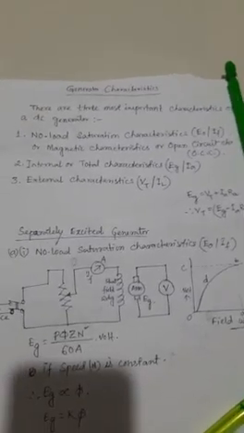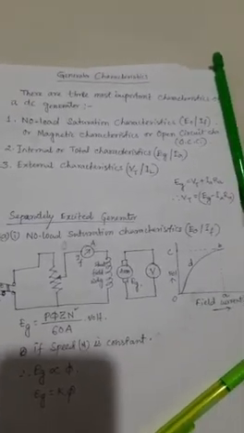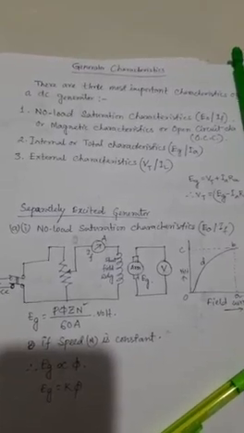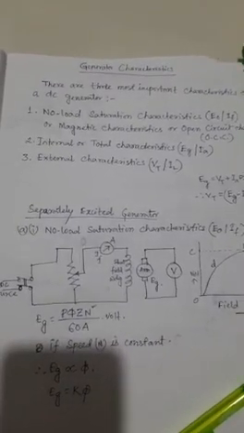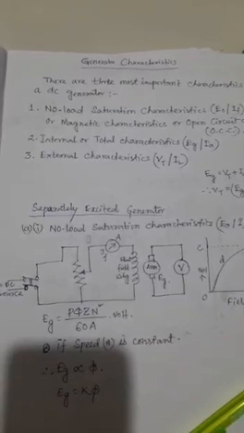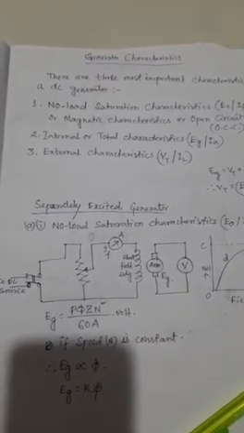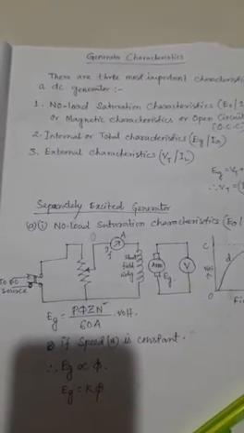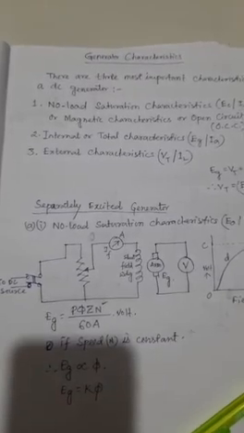It is just the magnetization curve for the materials of the electromagnets. The next one is the internal or total characteristic. It is a relation between EG and IA. Another one is the external characteristic. This is the relation between VT, the terminal voltage, versus IL.